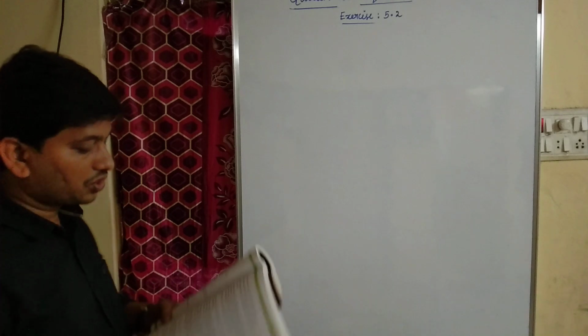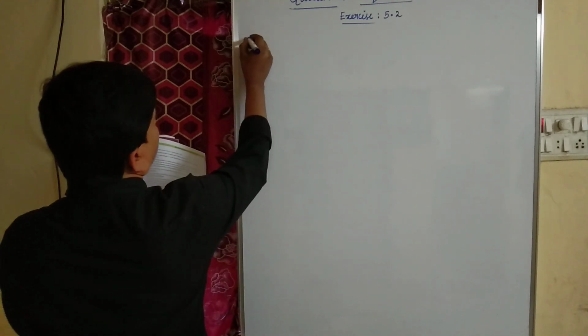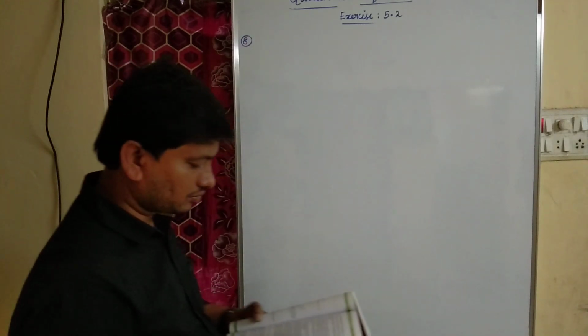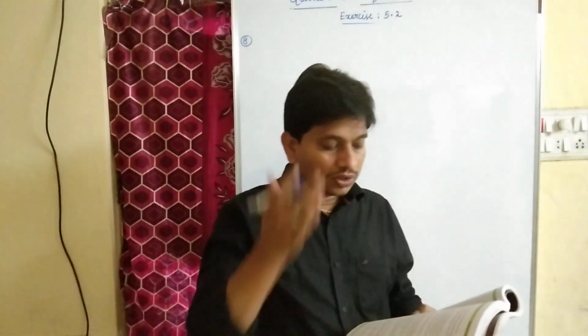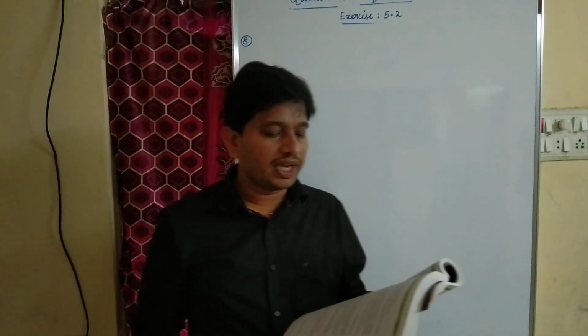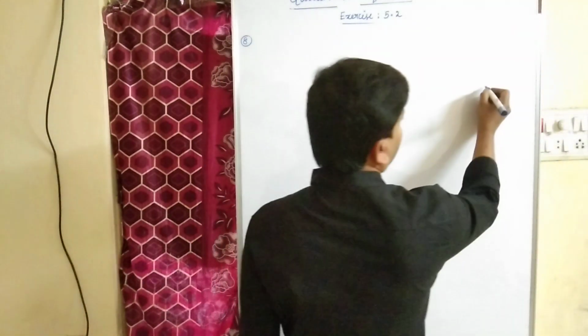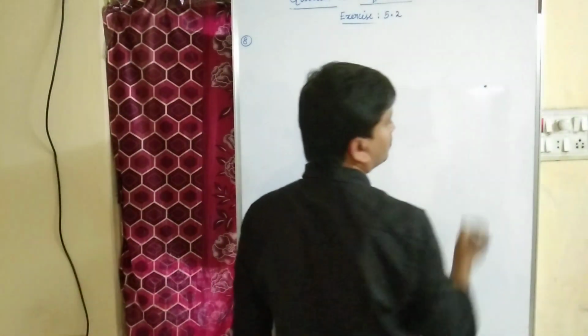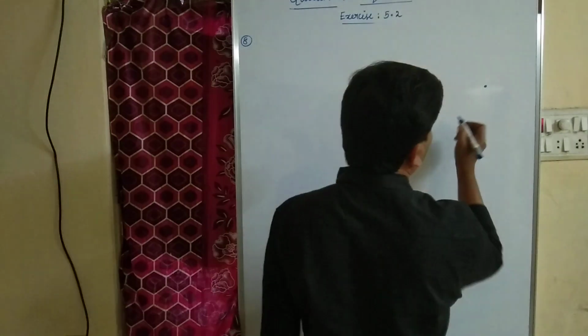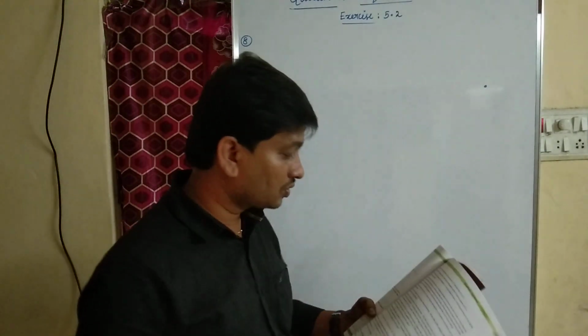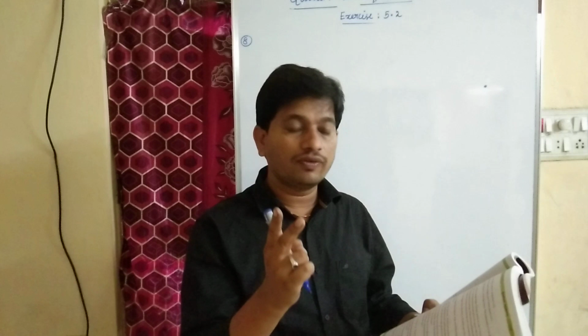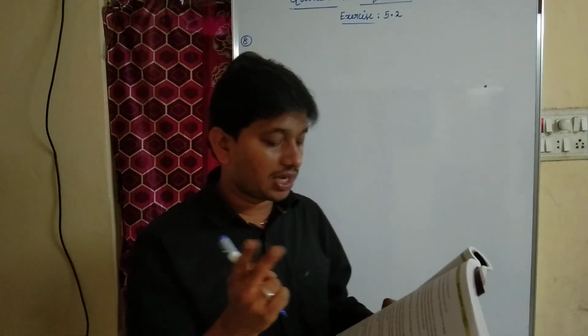Now coming to question number 8. Two trains leave a railway station at the same time. Suppose you consider this is the railway station. How many trains we have? 2 trains we have. 2 trains leave a railway station at the same time.